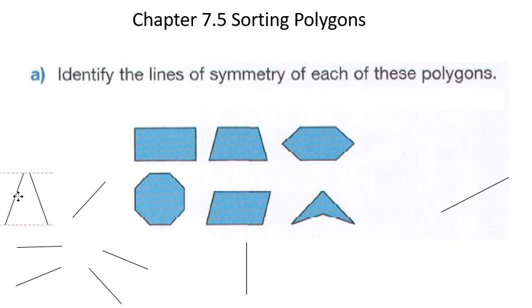Every one line of symmetry counts as just that, exactly one line of symmetry.